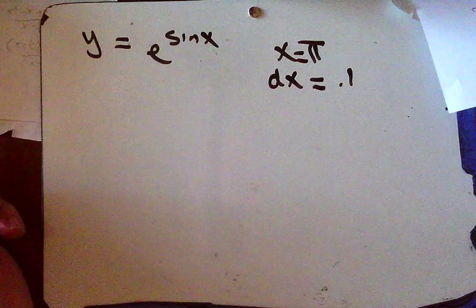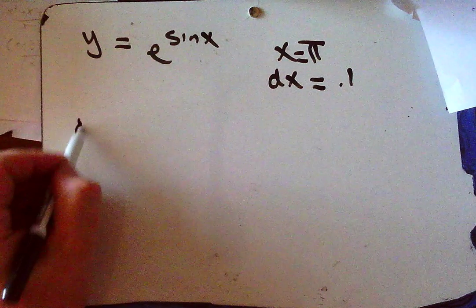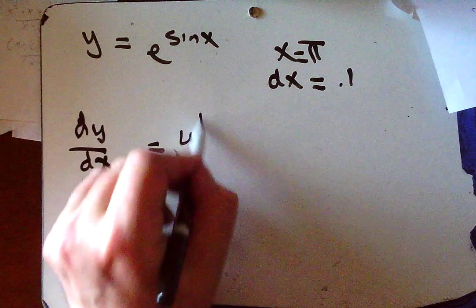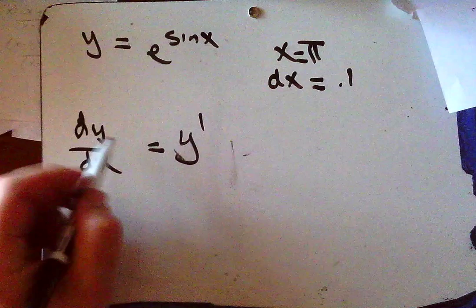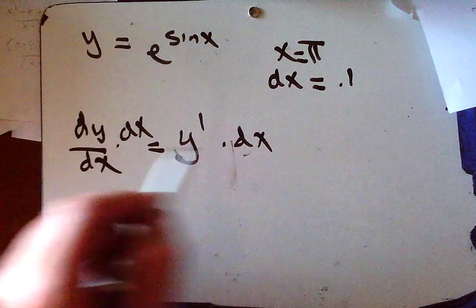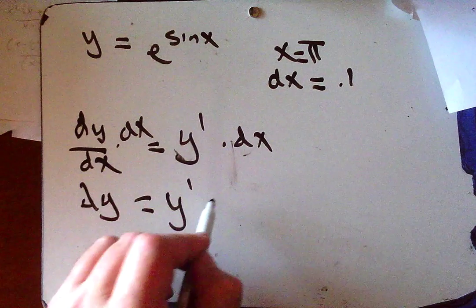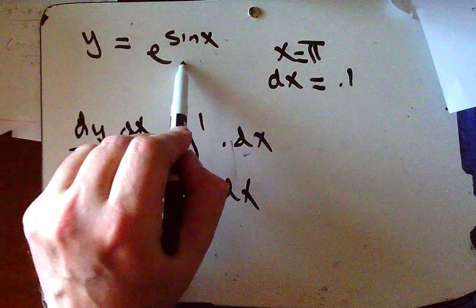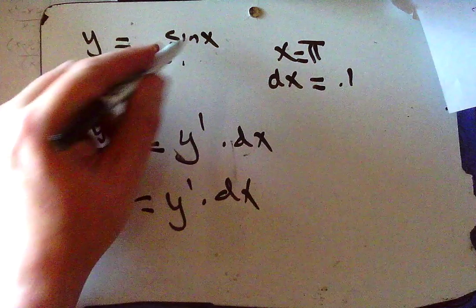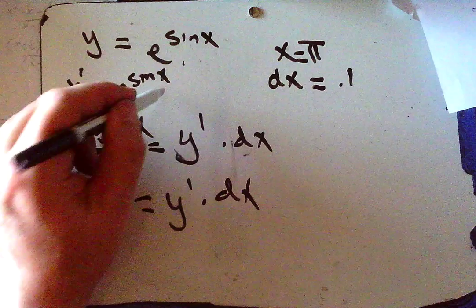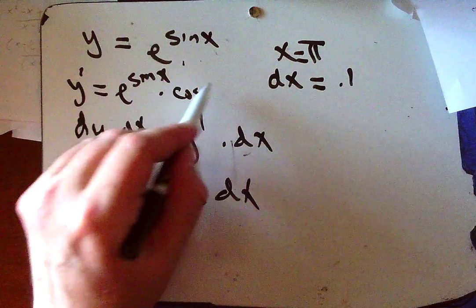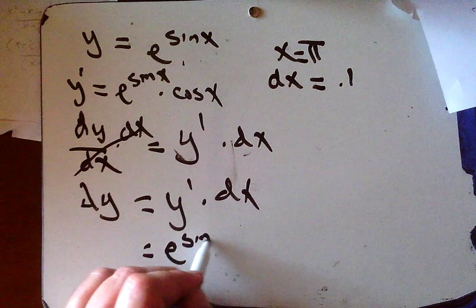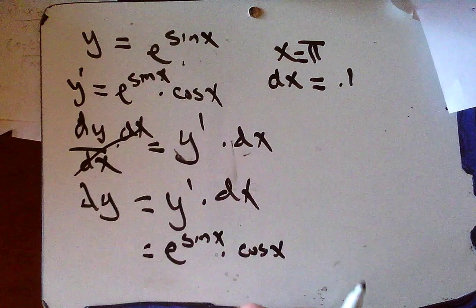So, what do we need? Well, we need that dy/dx equals, I guess we're calling this y prime, and then we're multiplying both sides by dx. And so we get that dy should be y prime times dx. Okay, so I need y prime, and the derivative of e to stuff is e to stuff times the derivative of stuff. Okay? So that's going to be e to the sine x times cosine x.